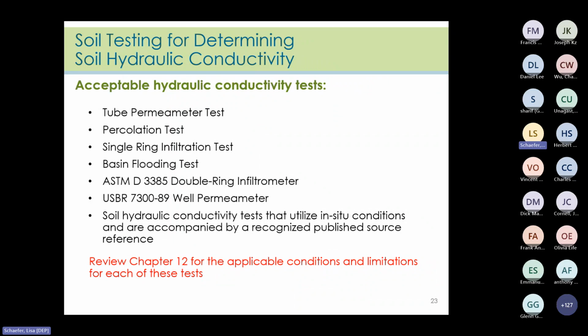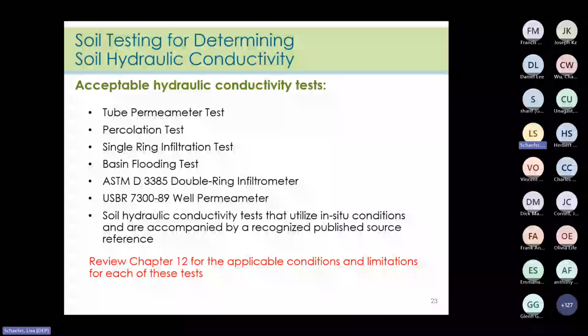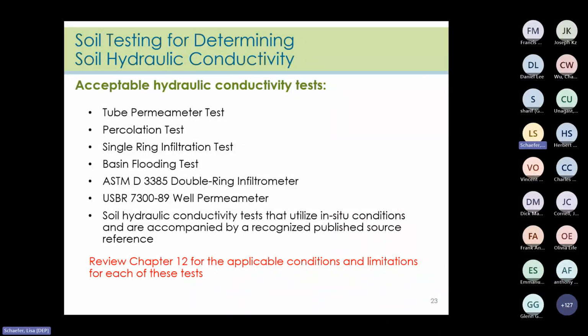tests can be used. Now, additional methods of establishing the soil hydraulic conductivity, such as ASTM D3385, the double ring infiltrometer, and USBR 7300-89, the well permeameter method, or other soil hydraulic conductivity tests that utilize in situ conditions and are accompanied by a recognized published source reference can be used, such as the Guelph permeameter or the Philip Dunn permeameter, which is available at Soil Science Society of America in book series 5, Methods of Soil Analysis, Part 1, under the area of Physical and Mineralogical Methods, written by Clute, which dates back to 1986.